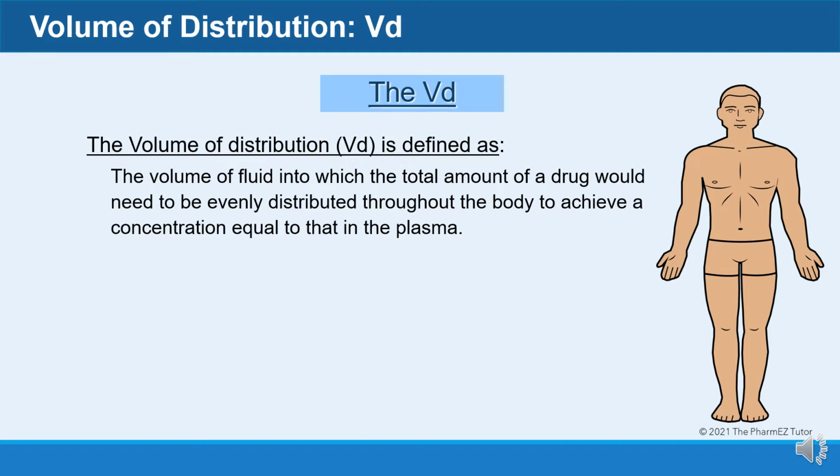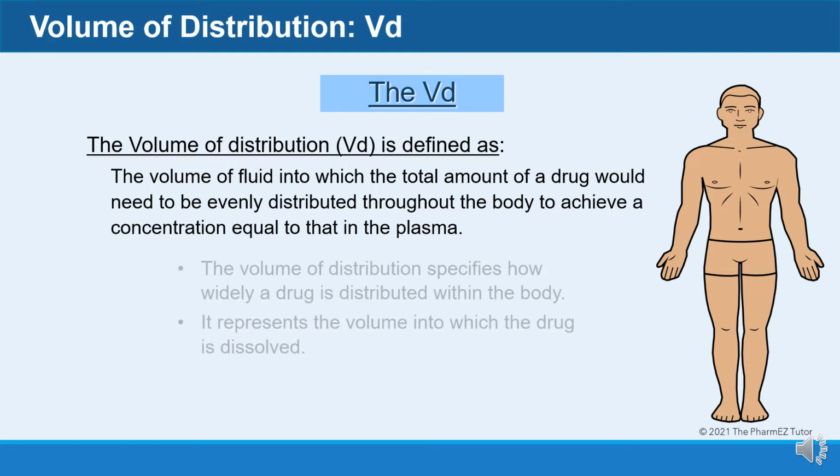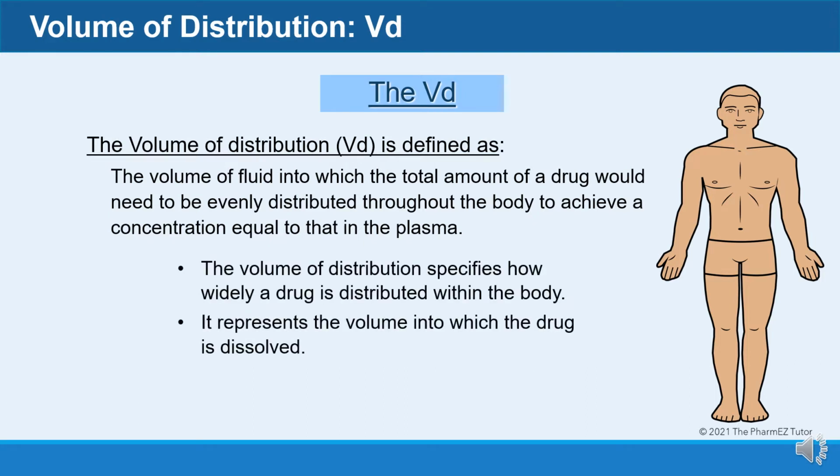The volume of distribution, or Vd, is defined as the volume of fluid into which the total amount of a drug would need to be evenly distributed throughout the body to achieve a concentration equal to that in the plasma. The volume of distribution specifies how widely a drug is distributed within the body, and it represents the volume into which the drug is dissolved.